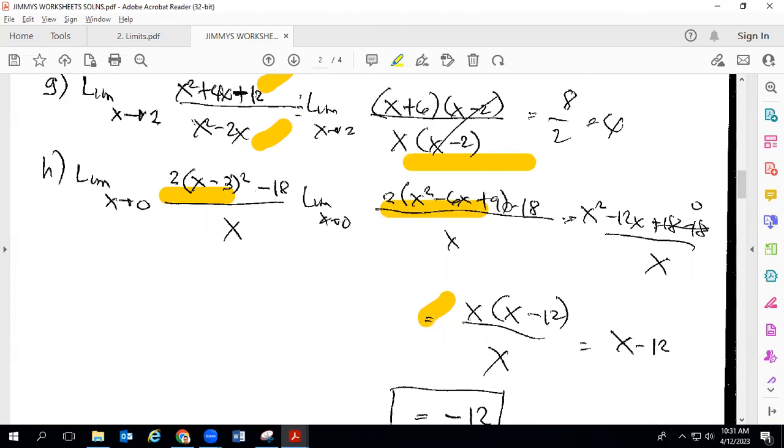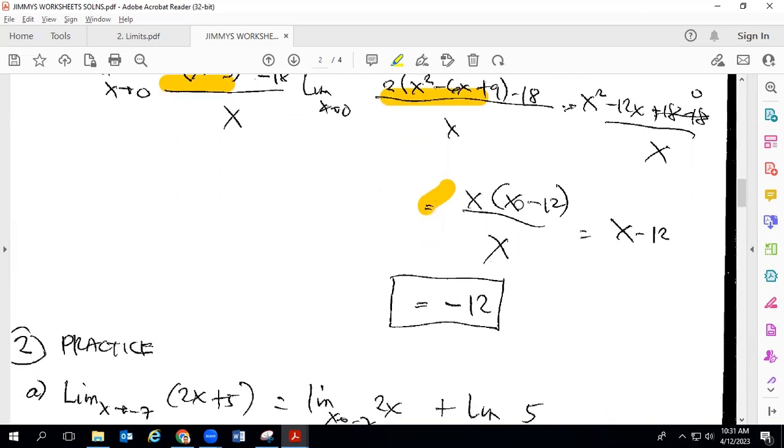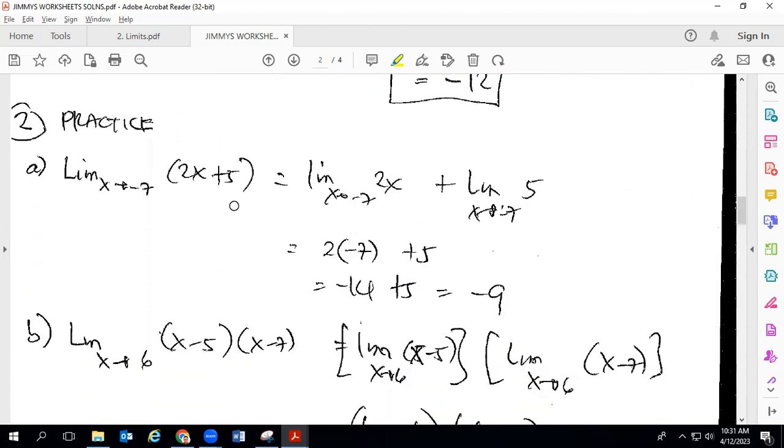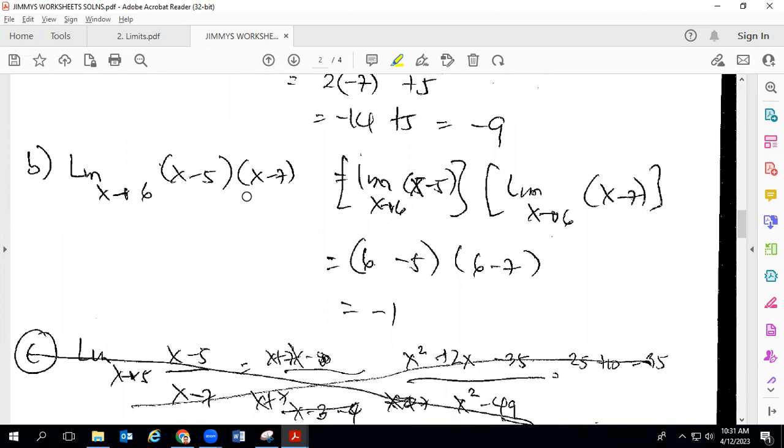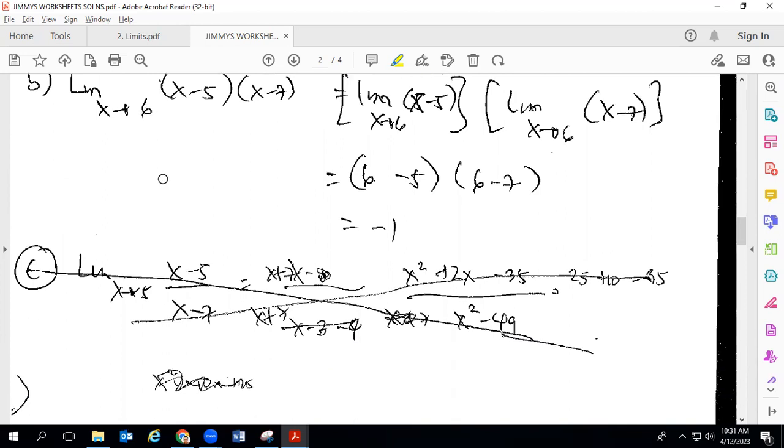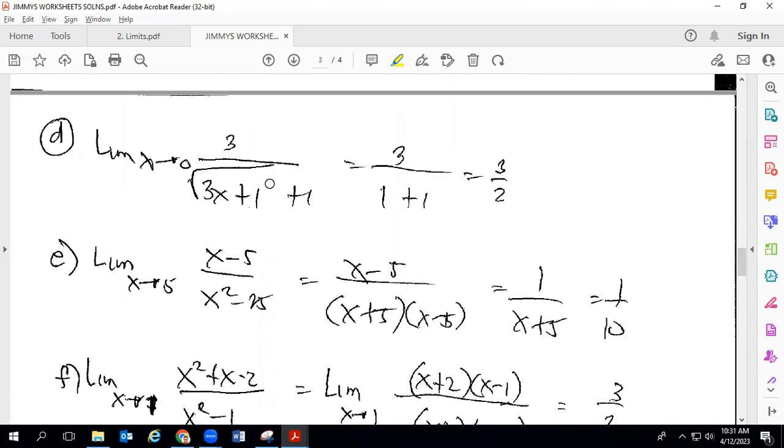Okay, what else? This one is just easy. Similarly for this one. Okay, just have to substitute the value of 6 here. Okay, how about this one?